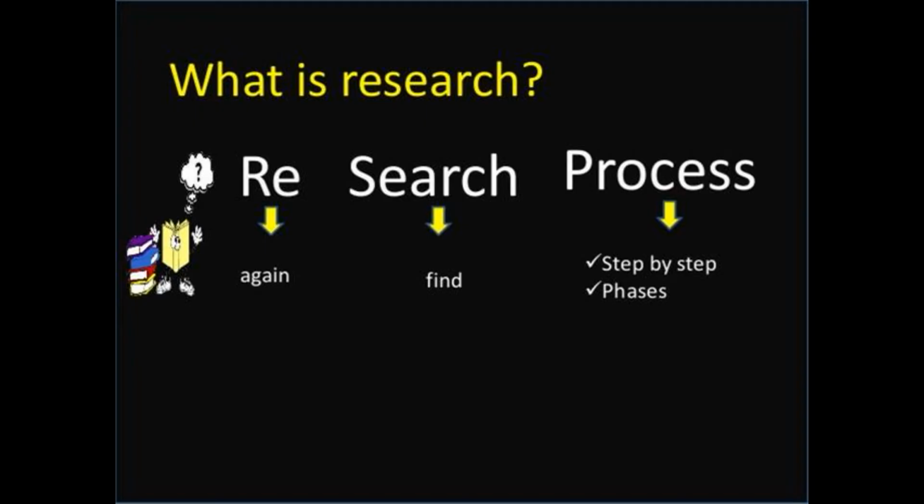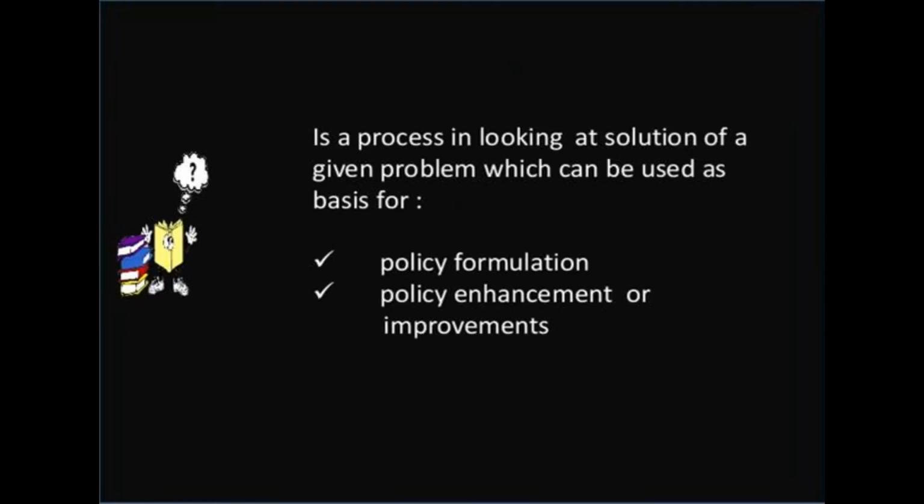We have seen that just now in 2019, a new education policy has been launched in our country itself. So this new education policy has come as a result of research in the area of education. It includes so many changes in the primary system, in the secondary education, and in the higher education. Therefore, we can say that research is a process in looking at a solution of a given problem, which can be used as a basis for a policy formulation or a policy improvement or an enhancement.